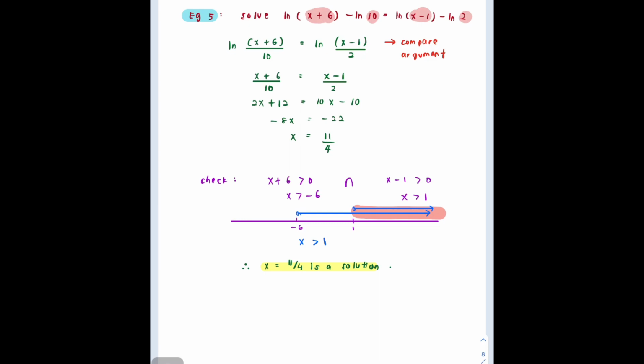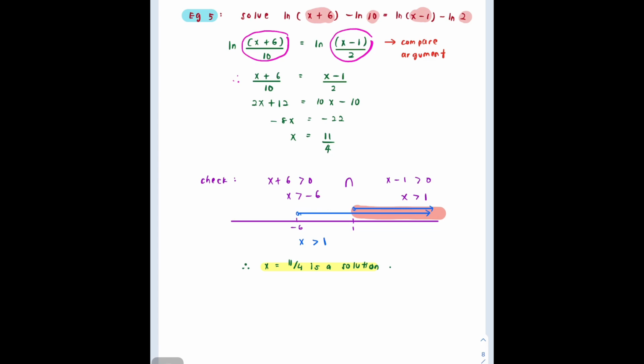So you have the same thing here, ln something equal to ln something. Or ln we can also write in the form of log base e. So you have the same base of the log, so you just compare the arguments. So you have x plus 6 over 10 is equal to x minus 1 over 2. This one is linear, so just solve this linear equation. You have 2 brought to the other side, 10 brought to the right side. Then you have 2x plus 12 equal to 10x minus 10. Solve this one. At last you get x equal to 11 over 4.